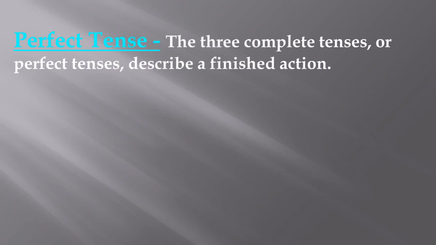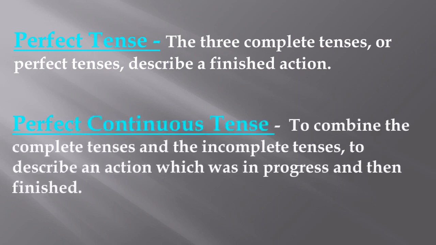Perfect tense. The three complete tenses or perfect tenses describe a finished action. So the three tenses are present perfect tense, past perfect tense and future perfect tense. They describe a finished action.